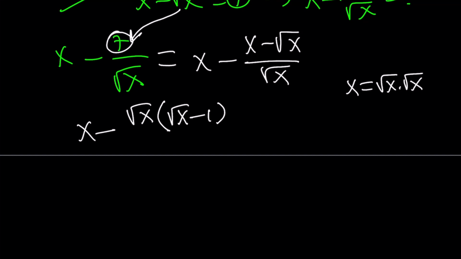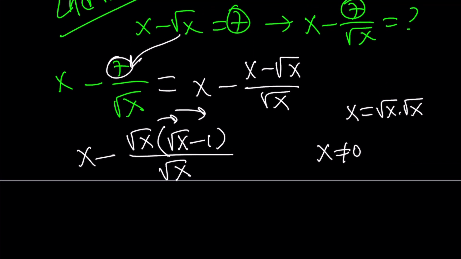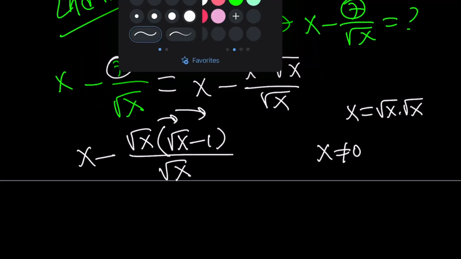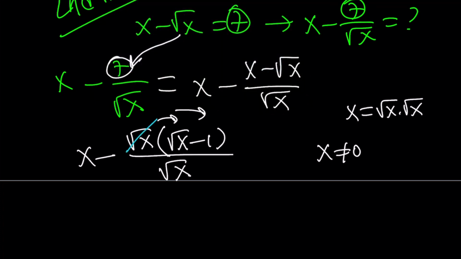If you distribute, you should be getting the same thing. That's how you can check if you've done a factoring problem. That is all divided by square root of x. Obviously, we knew that x does not equal 0, right? Because it does not satisfy the original equation. So x can't be 0. Since x can't be 0, we can basically just cross out the square root of x values, right? They cancel out, leaving us with something much simpler.